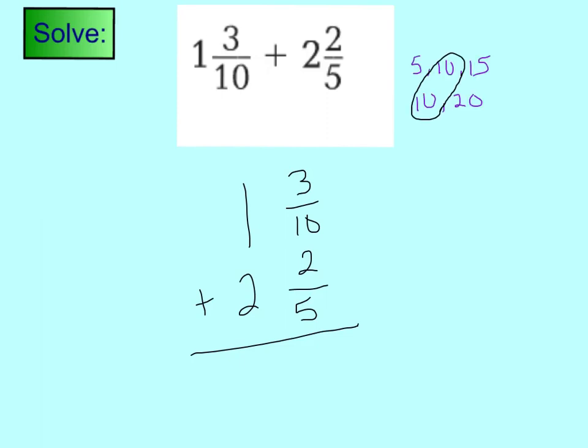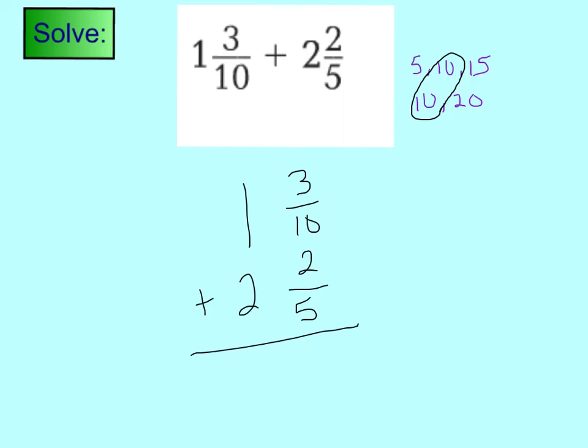Okay, let's go over how to solve this problem. So first of all, I need to add 1 and 3/10 plus 2 and 2/5. But I don't have the same denominators, so I have to change them so they're the same. I have to find common denominators. To do that, I need to find the least common multiple of 10 and 5. So I did my multiples of 5 here and my multiples of 10, and I saw that 10 was the least common multiple that they had in common.